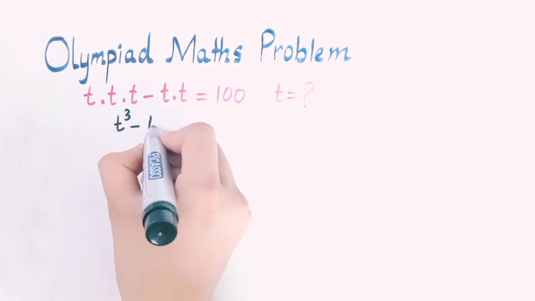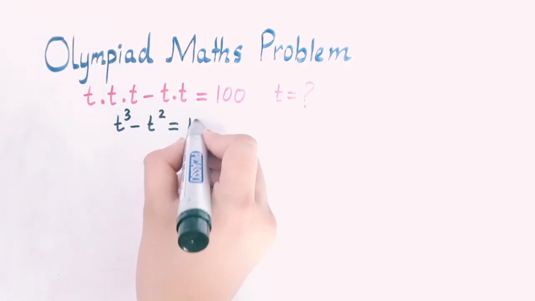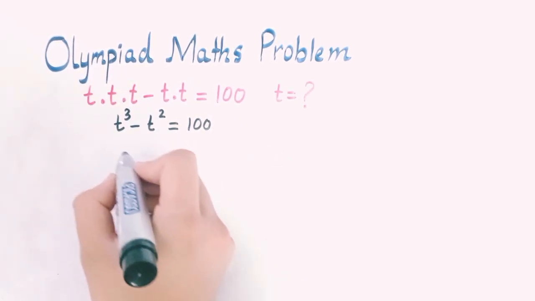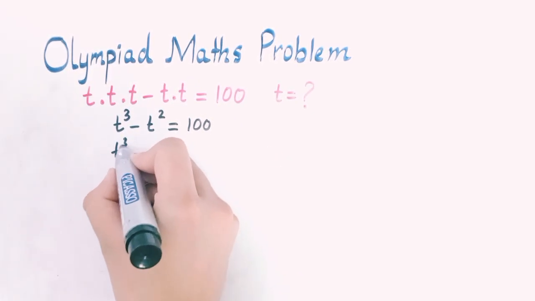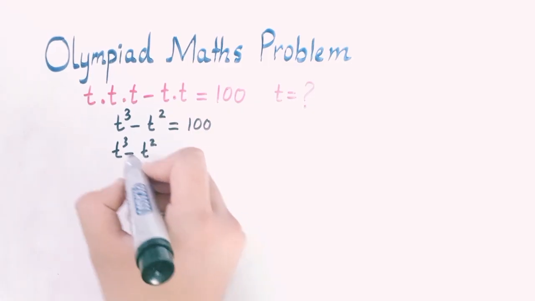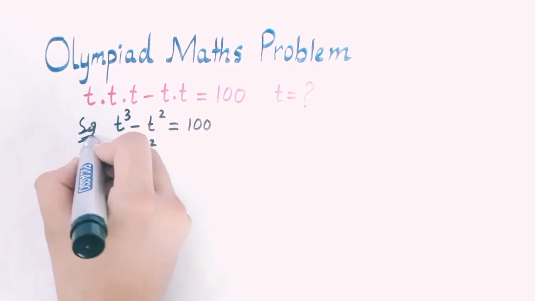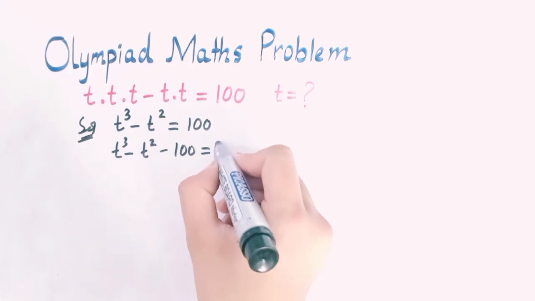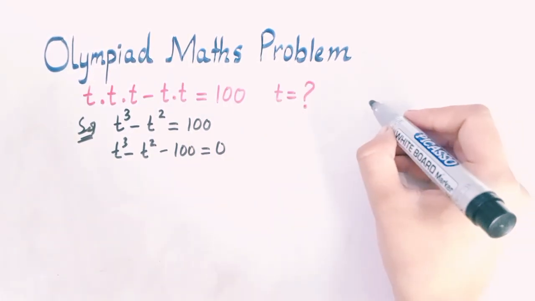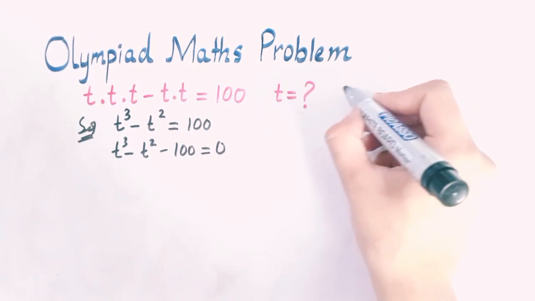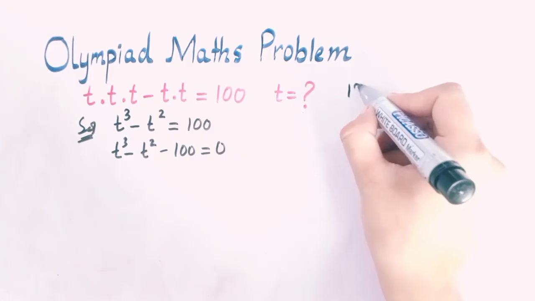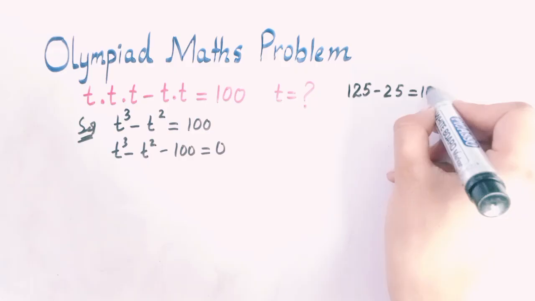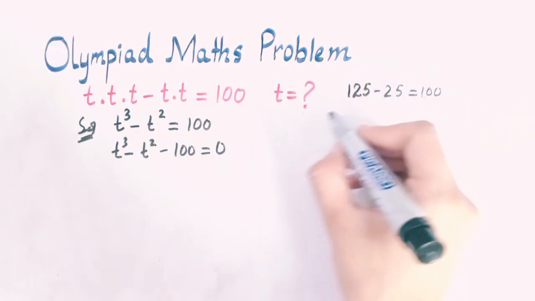t cube minus t squared equals 100. Now this will become t cube minus t square minus 100 equals 0. Now we will use a technique here. According to that, we know that 125 minus 25 equals 100. Why will we substitute this?